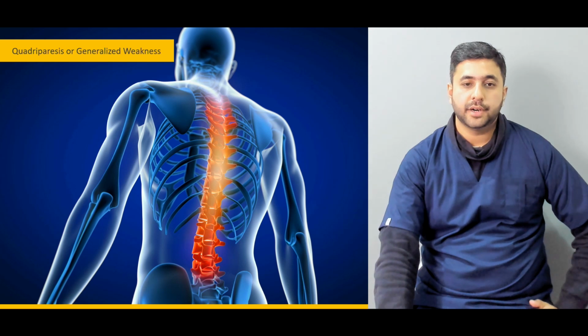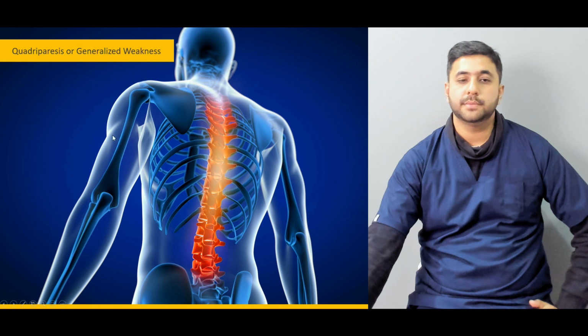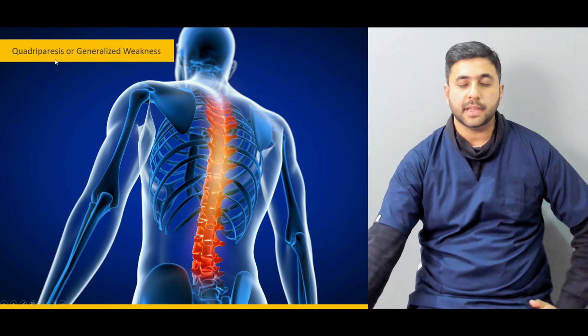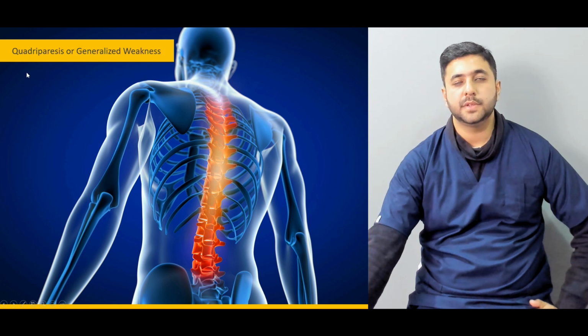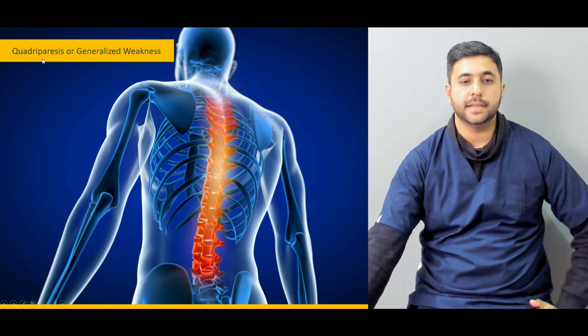Let's talk about quadriparesis, or a generalized weakness. These two terms are used interchangeably. Quadriparesis means, quadri means four. So if all four limbs, the two arms and the two legs, are affected, and the patient is unable to move any limb, then the term we use for that muscle weakness is quadriparesis. It is also termed generalized weakness.